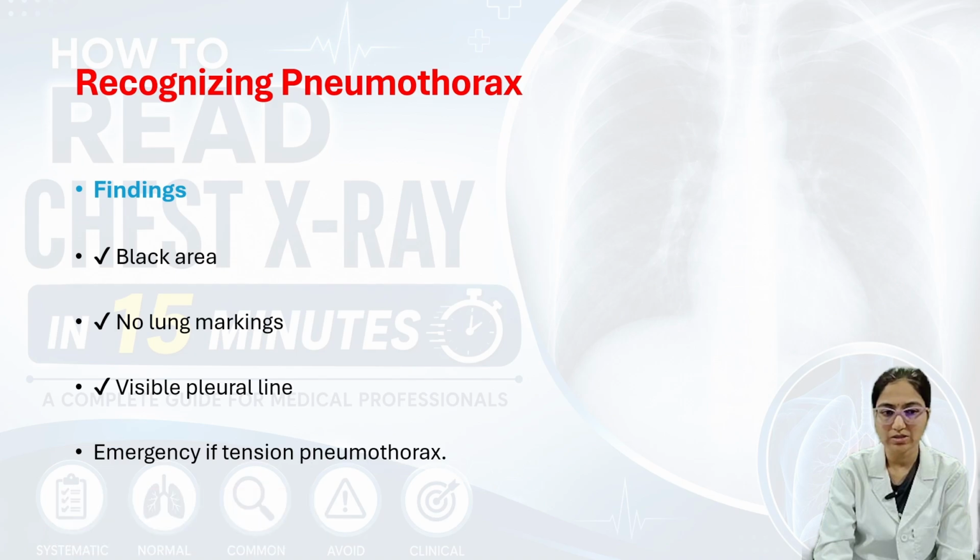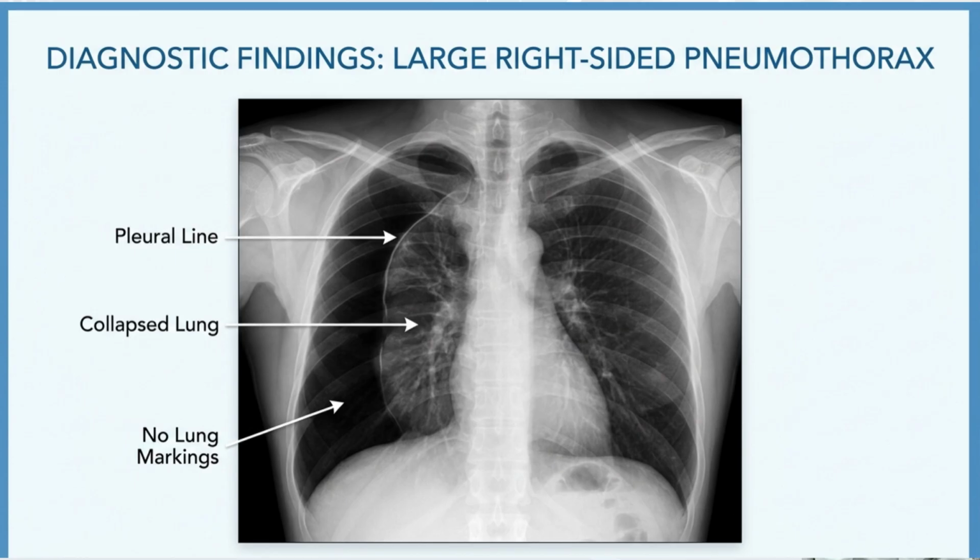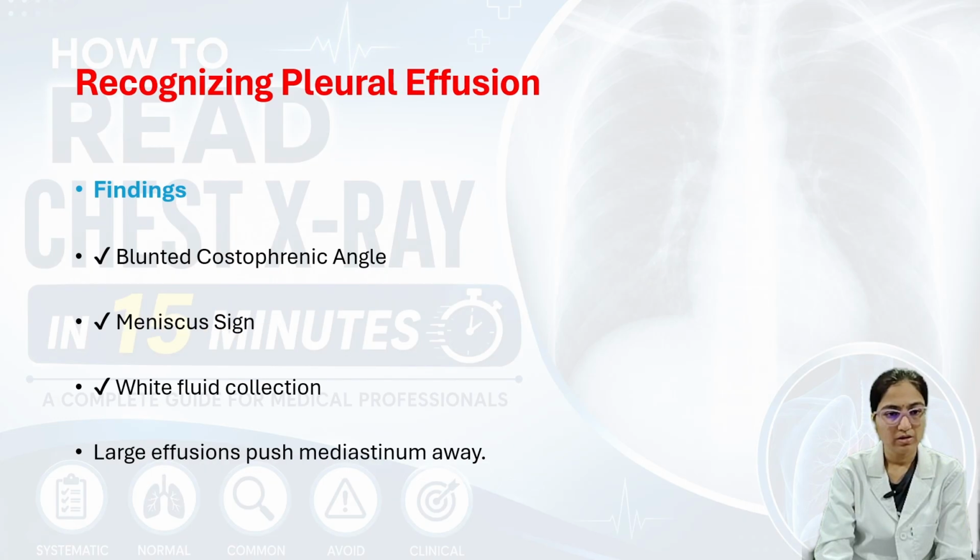Recognizing pneumothorax. How will you come to know? What are the findings? We'll see. Black area, no lung markings, and visible pleural line. It is an emergency if tension pneumothorax. And then next we'll see recognizing pleural effusion.